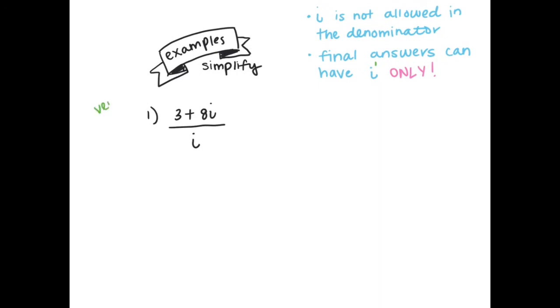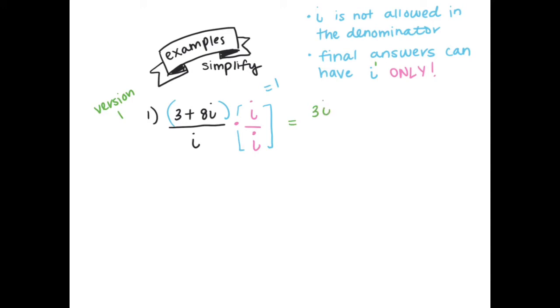So let's take a look at our very first version. In this example, I've got 3 plus 8i divided by i. You're going to take whatever is in the denominator, if there's only one piece, and multiply by i over i. You're allowed to do this because anything over itself in a fraction is equal to 1. Now I'm going to give that first numerator some parentheses to remind you to distribute.